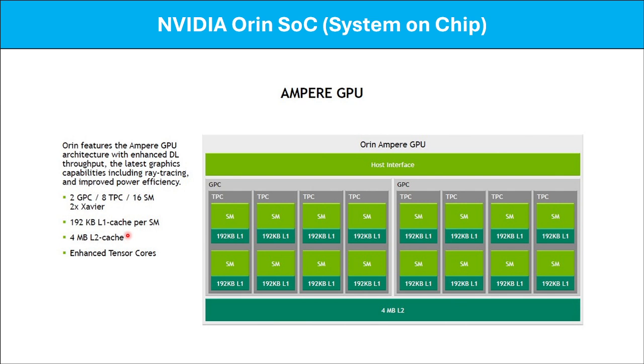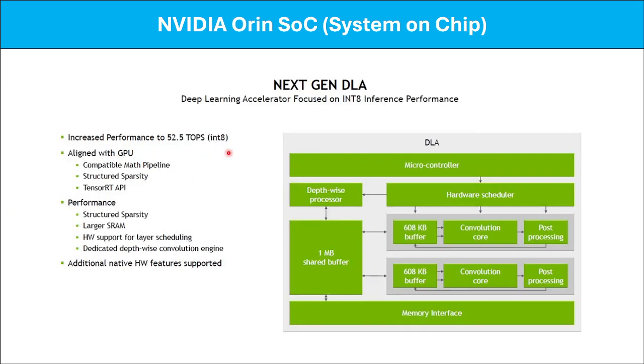And we have 4 megabytes of L2 cache, we can see it here, and enhanced tensor cores. So probably some tensor core with very good characteristics, but we will see those details in later videos. Okay, let's go to the block, which is the third block.